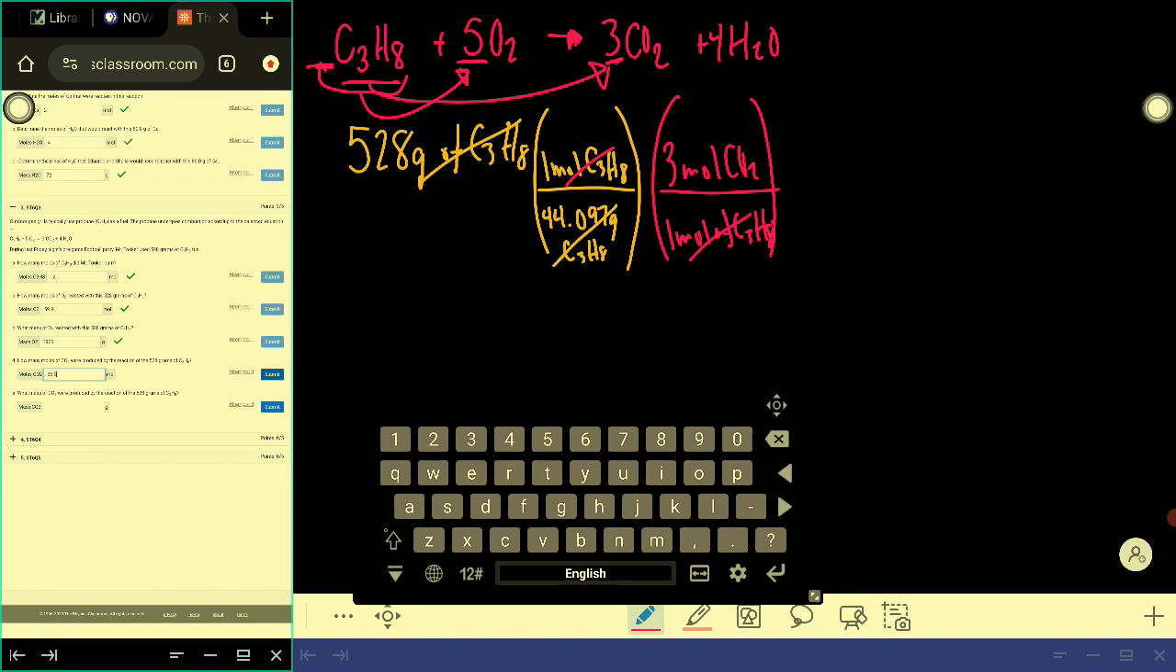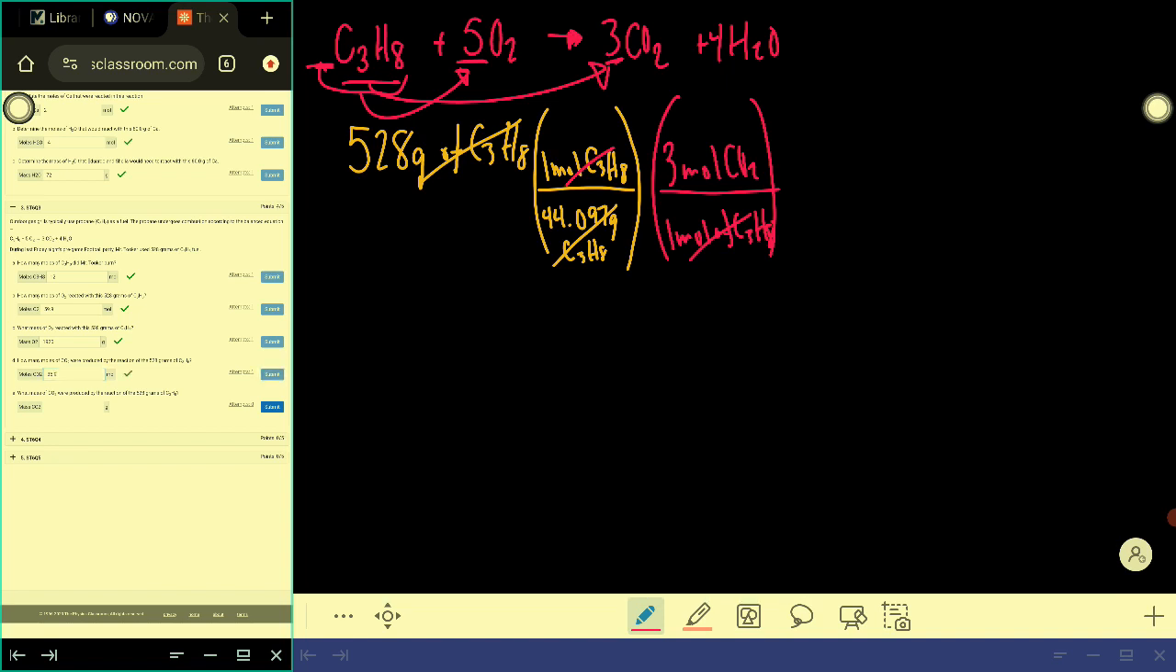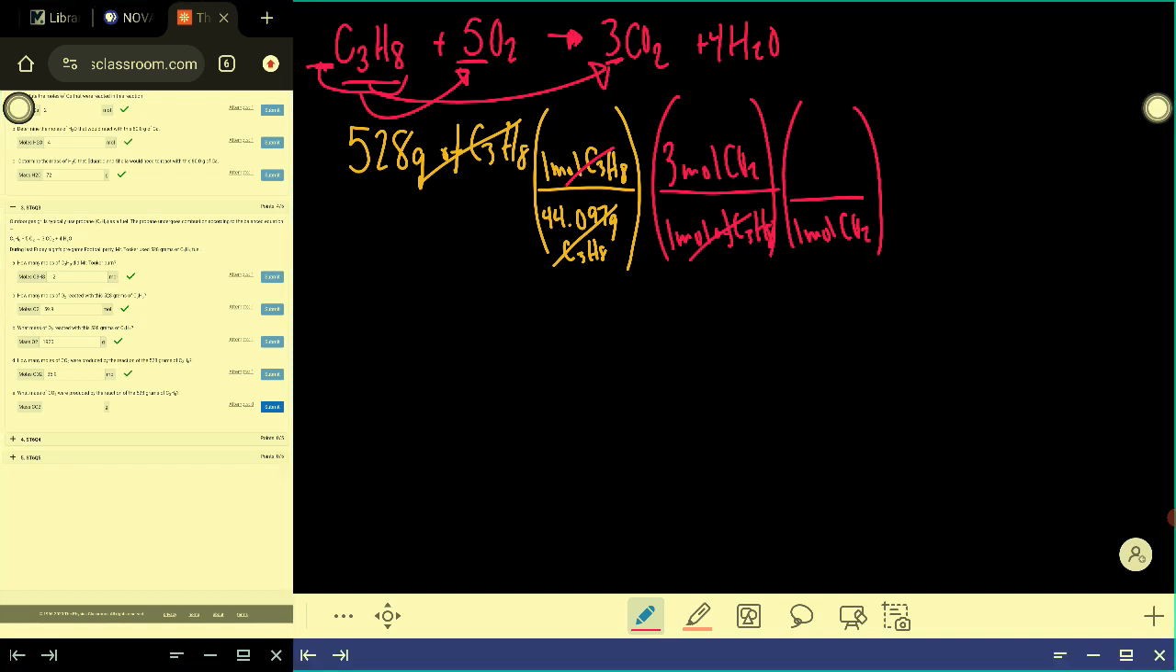35.9. All right, and what mass of CO2? So now moles to mass, just like always, is your molar mass. So in 1 mole of CO2, I have 15.999 times 2 plus 12.011, and I get 44.009 grams CO2. All right, now I'm going to just type this into my calculator.